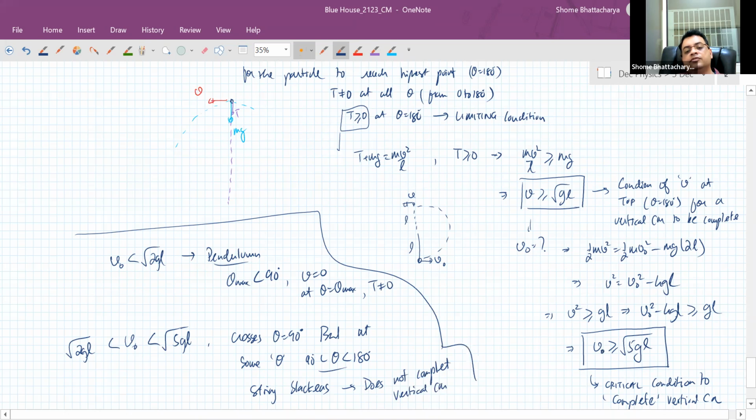And only if V naught is greater than or equal to root 5 gL, this is the third situation, then it completes vertical circular motion. In between these two, you can also take one special case where V naught is exactly equal to root 2 gL. If that happens, it again behaves like a pendulum, but it just about reaches the 90-degree position. The maximum theta is not less than 90, it is equal to 90 exactly.